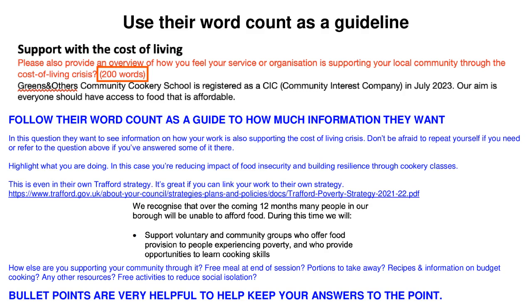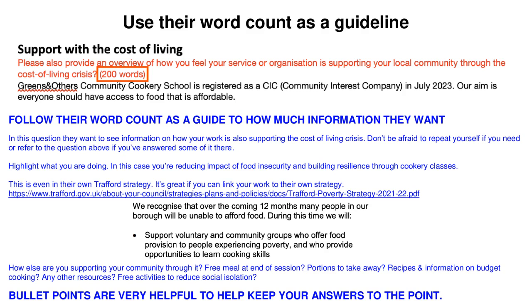Then think about how else you might be supporting your community. Are they getting a free meal at the end of the session? Are they getting portions to take away? Are you giving them resources on budget cooking or where to shop locally on a budget? And you're providing a free activity, because isolation is a big problem during the cost of living crisis. So don't undersell what you might be doing to support your community or the benefits you might be having, because you're probably having multiple benefits.